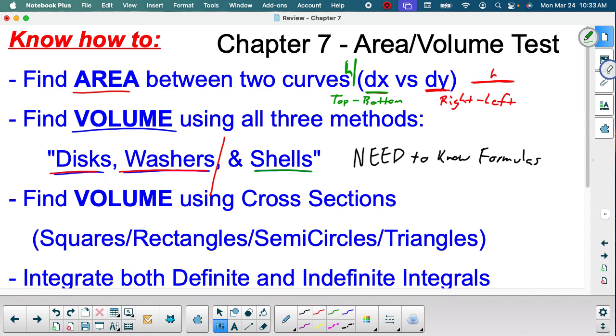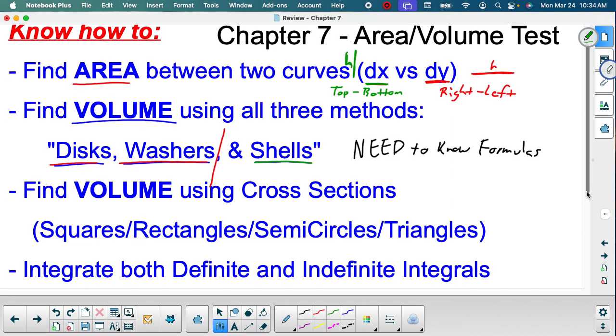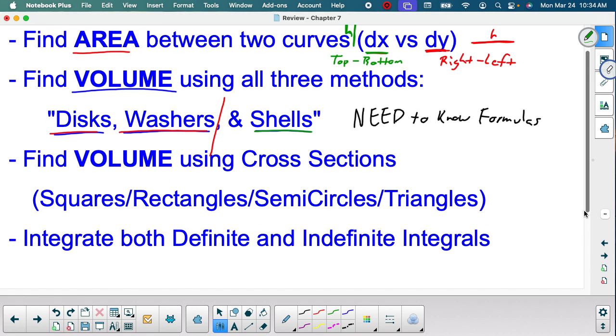So if I want to rotate my area around the x-axis, if I use shells, it's going to be in terms of dy. And I think most of us have that understanding, but I need you to know the basics of all three of these and recognize when I should use one and when I should use the other.